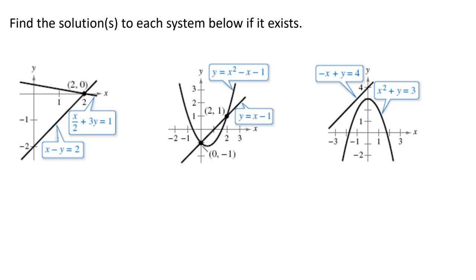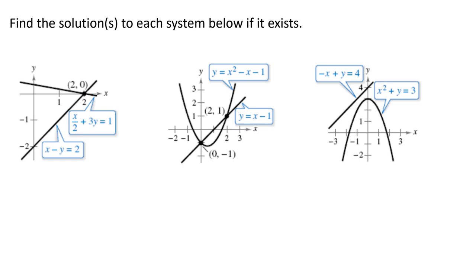Now, if we look at the second, middle graph, we are dealing with a nonlinear system because we do have a line, but we also have a parabola. And in this problem, we have multiple solutions. We're going to have two points where it satisfies these two equations. So we'll have a solution set here.